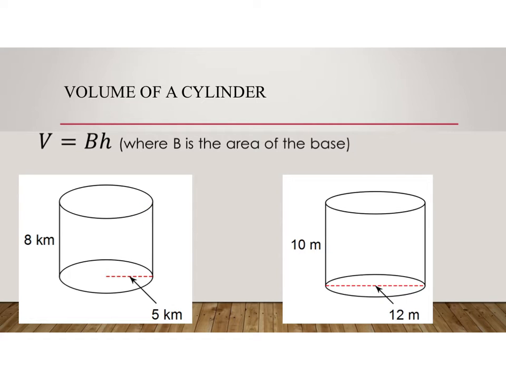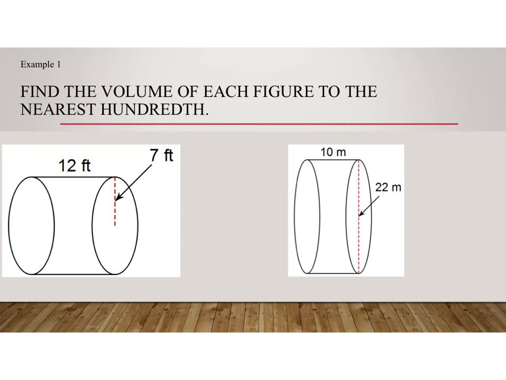Now notice I have two different situations here. On this image, I was just given the radius, as to this image over here, I was given the diameter. So when you find the area of the bases, you do have to take into consideration which number you are given.